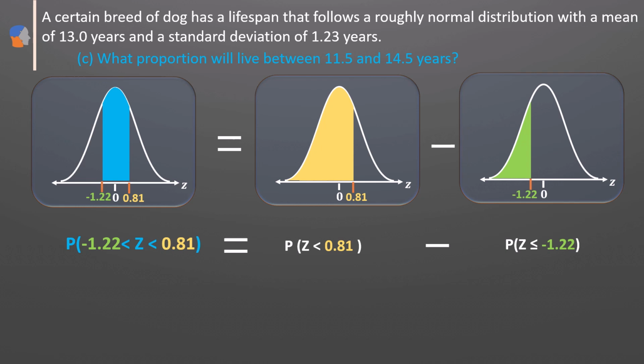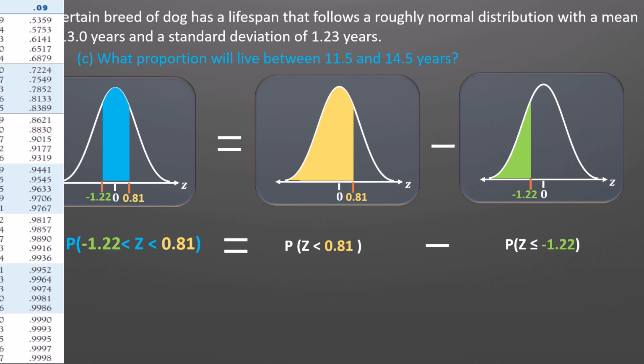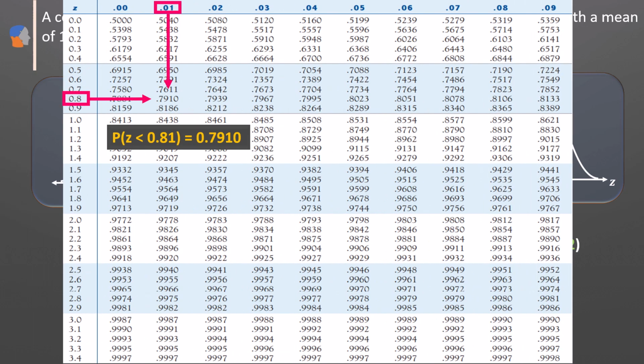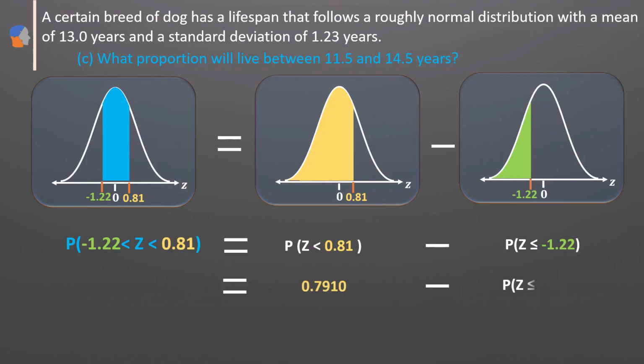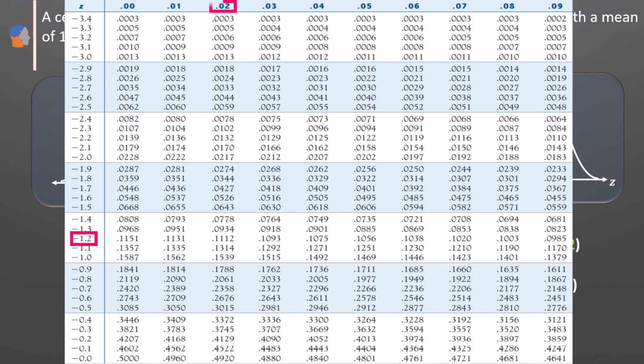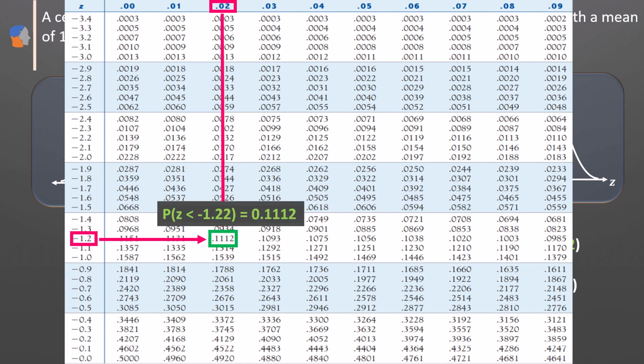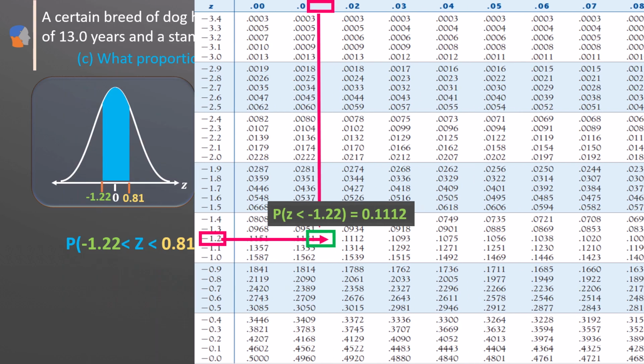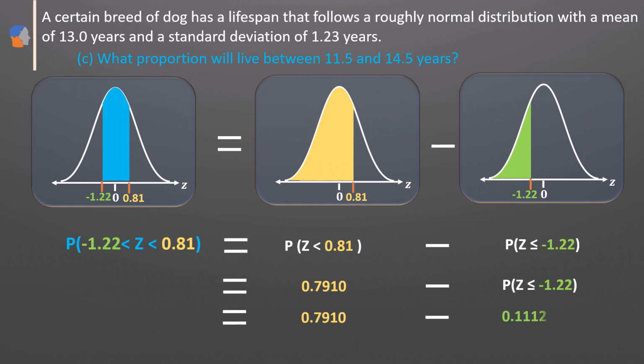Now let me go to the next. We need to find the probability of z less than 0.81. Go to the z table and 0.81, that is 0.7910. Again we need to find z less than or equal, or just strictly less than, negative 1.22. Then go to the table, negative 1.22, probability is 0.1112. You see here, the probability of z strictly less than negative 1.22 is 0.1112. Then subtract, and the answer is 0.6798. So this is the answer for part C.